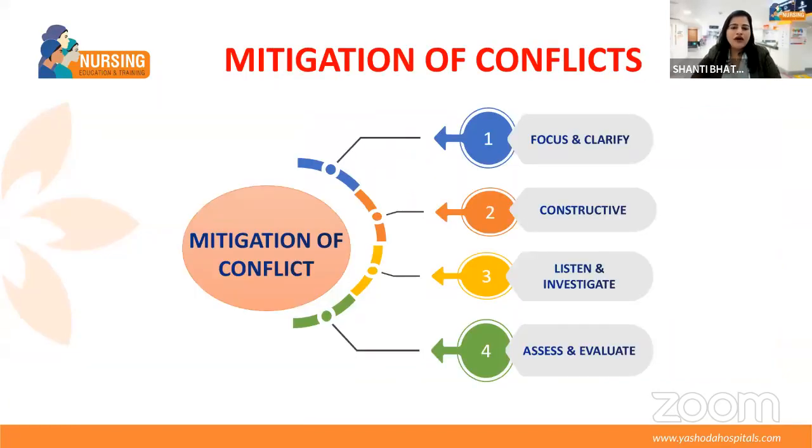So mitigation of conflicts. Mitigation is nothing but reducing the seriousness or severity of the conflicts. So anytime a conflict starts, let's say a nurse is not properly addressing the care to the patient or not providing very effective communication to the patient. First thing is, if the victim of the conflict is here in front of you, you need to always understand what the focus is and clarify. What are the parameters you need to focus on and clarify. Then provide constructive criticism.